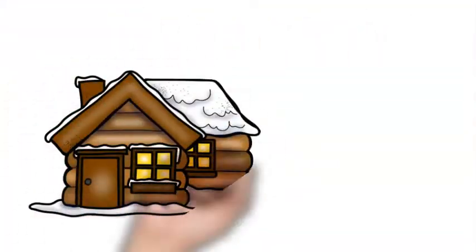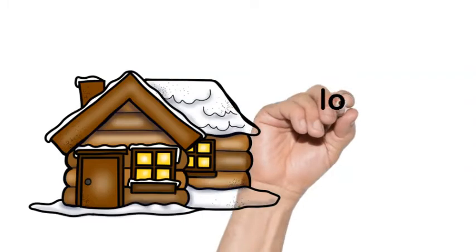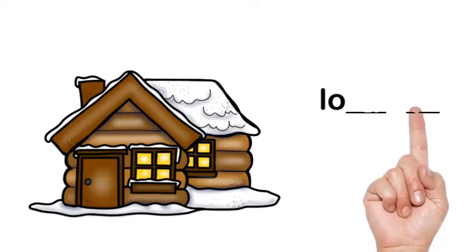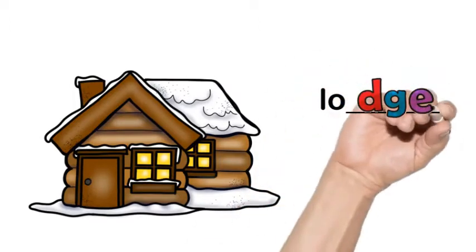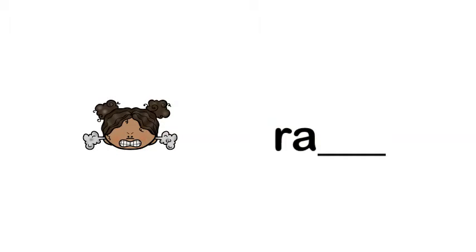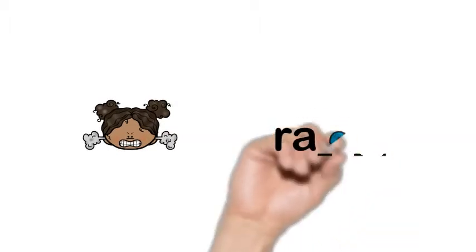Let's practice. We have the word lodge with a short vowel. If we have a short vowel and we have a J sound, we're going to use trigraph DGE. Now let's try another one. We have the word rage. You hear the long sound? The long sound before the J means we're going to use GE.